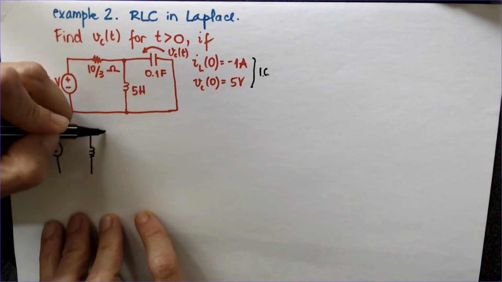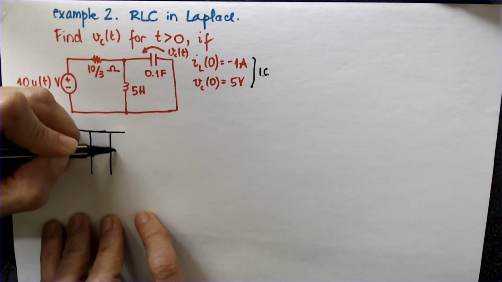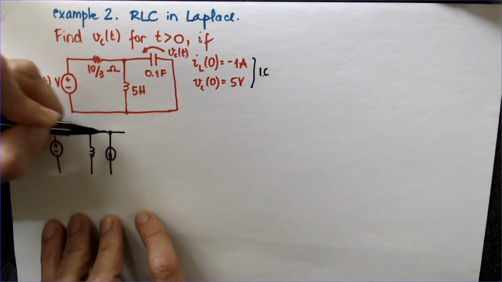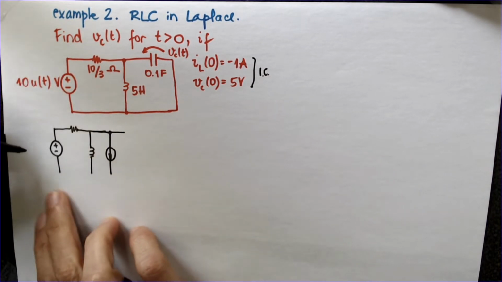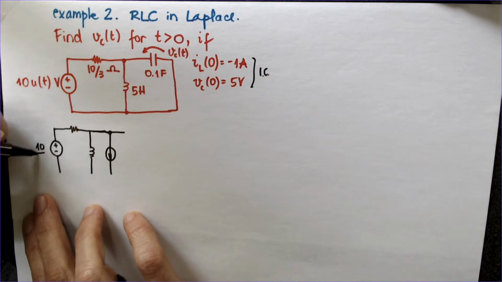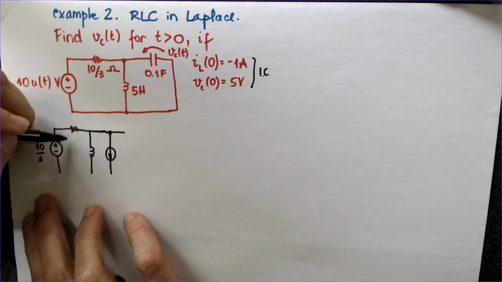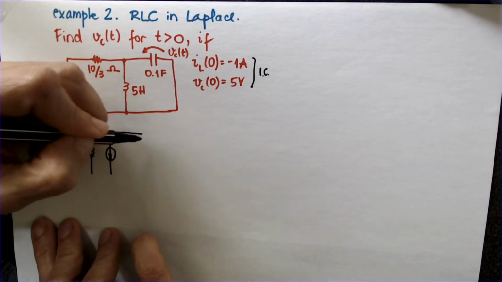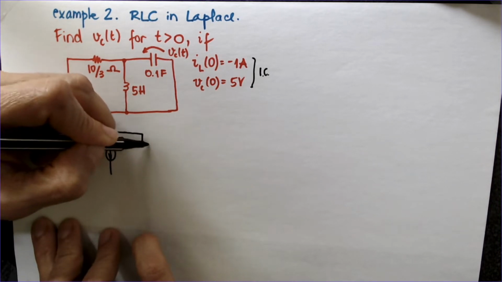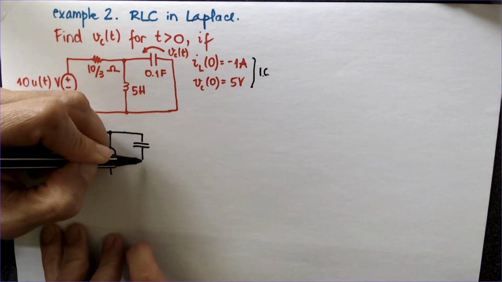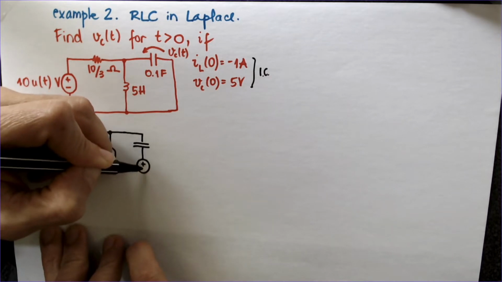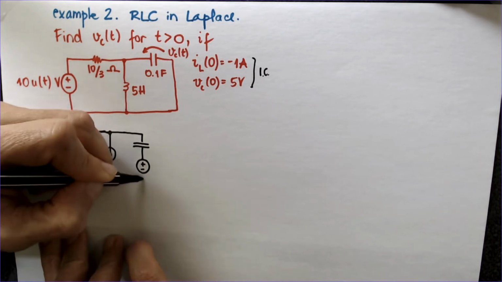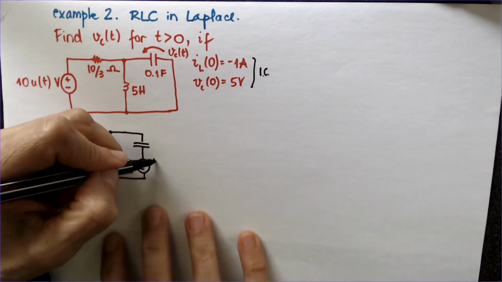And then I'm going to draw in series with the inductor a current supply. And I'm going to assume that the current through the inductor is going down as well as that current supply. So 10/3 ohms. And then the capacitor will be in series with a voltage supply with a plus on the top side. That's going to be 5 volts, 5 over S.